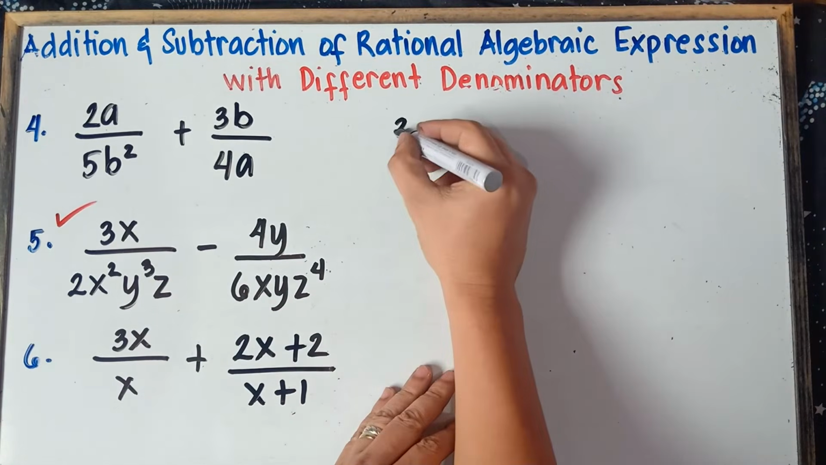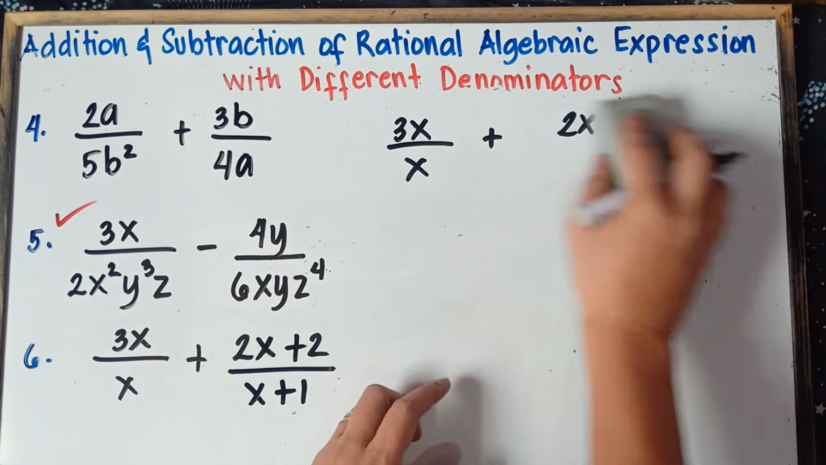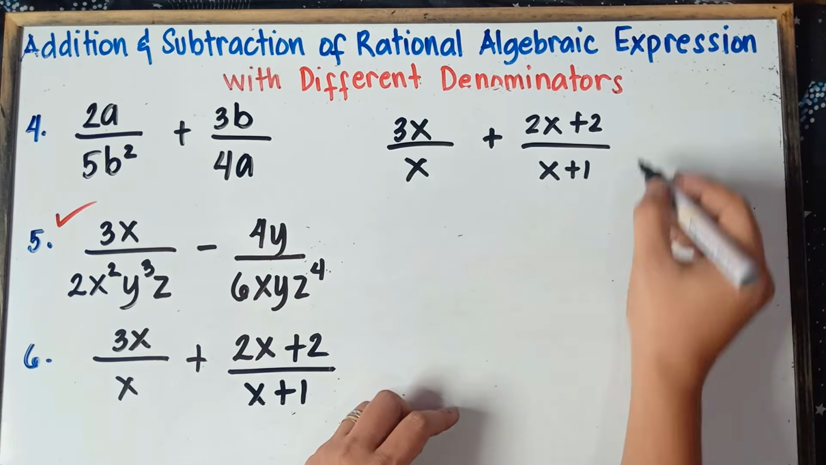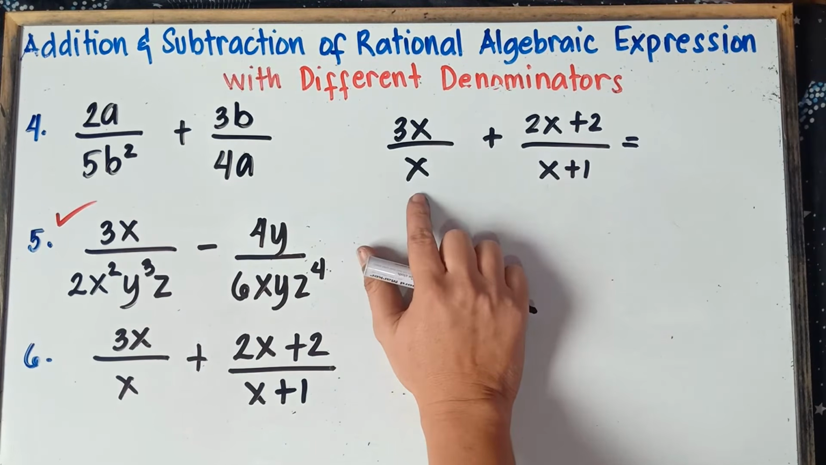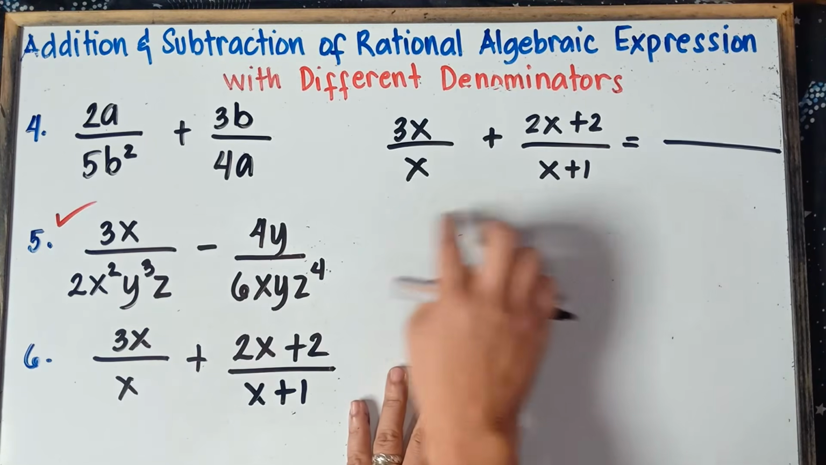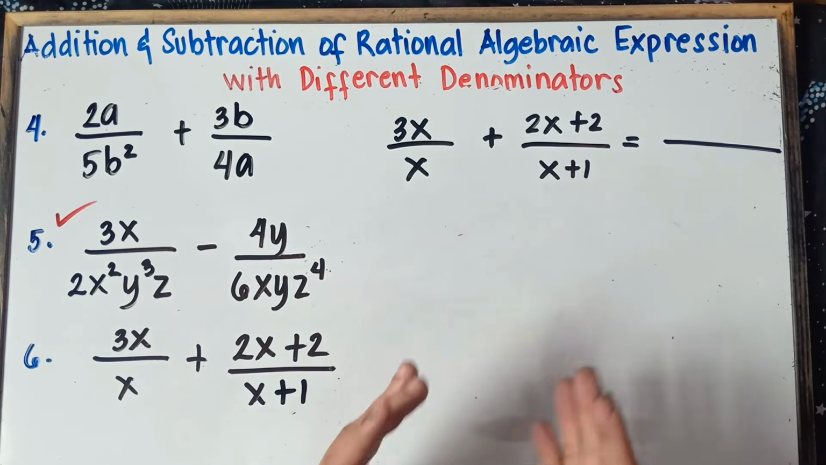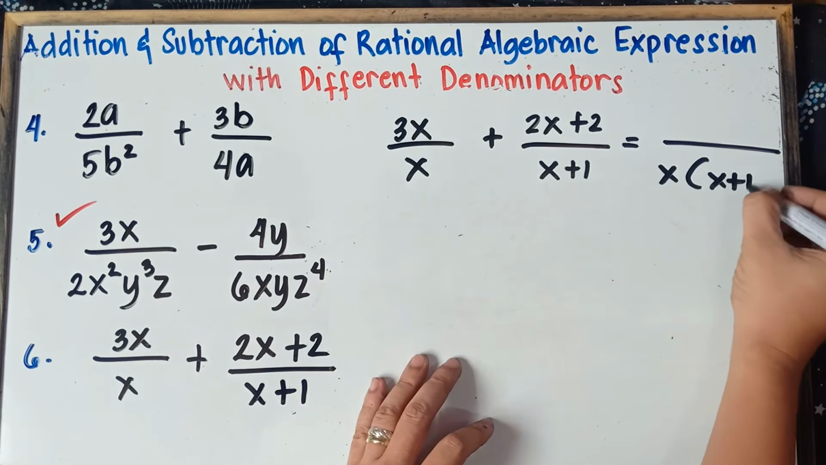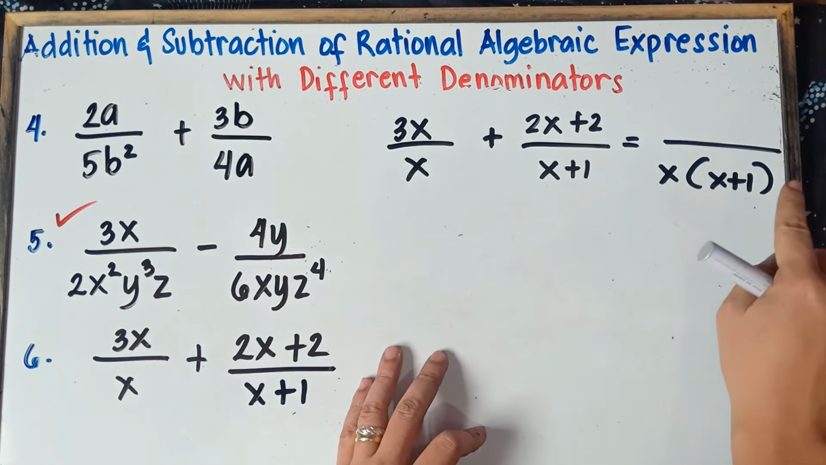Alright, so our given, we have 3x over x plus 2x plus 2 over x plus 1. Now if you have an example like this, class, you have x and then you have x plus 1. So therefore, class, for your LCD, simply copy the two expressions. There would be x and then x plus 1. Simply copy these two expressions, class. That would be your LCD. So x and then x plus 1.